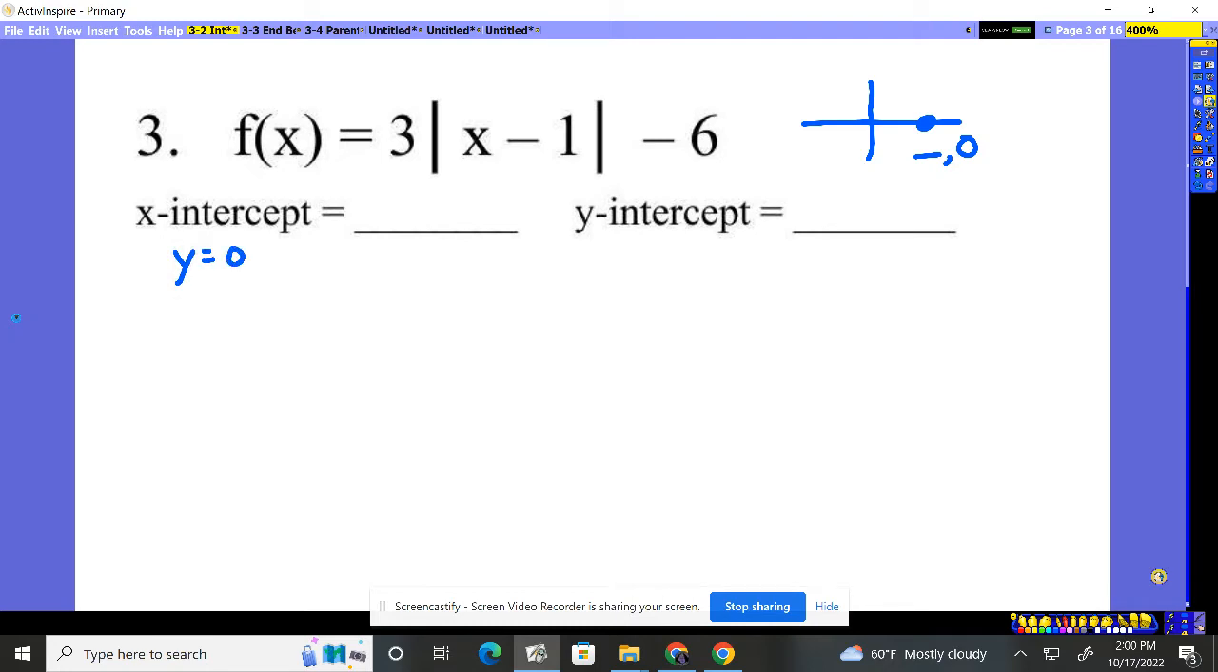For the y-intercept, we know you've gone over none and up some amount or down some amount. So you know the x value is 0. That's what we're going to use to find these intercepts. So y is 0. f(x) really is your y. So we have 0 is equal to 3 times the absolute value of x minus 1, minus 6. We have to solve this now for x.